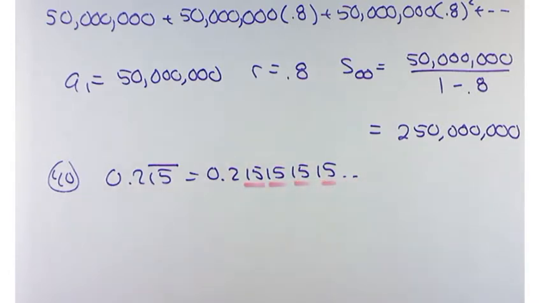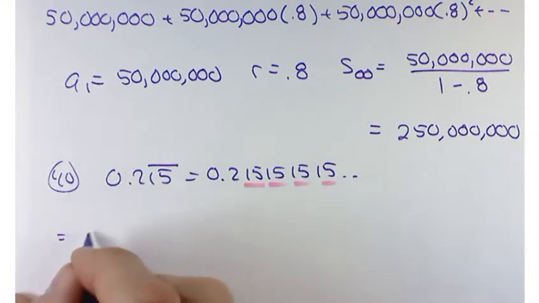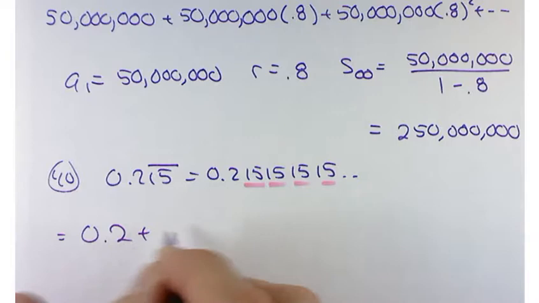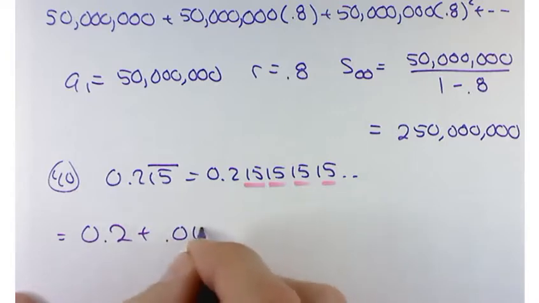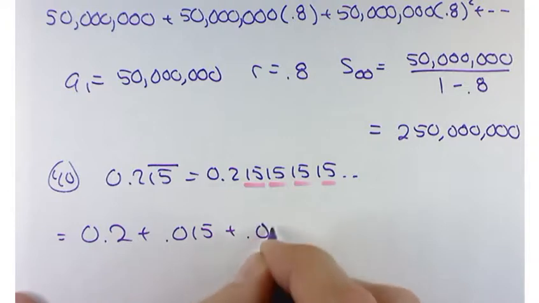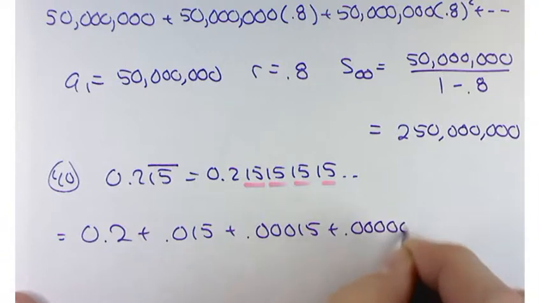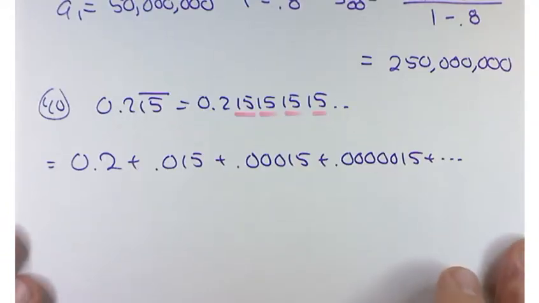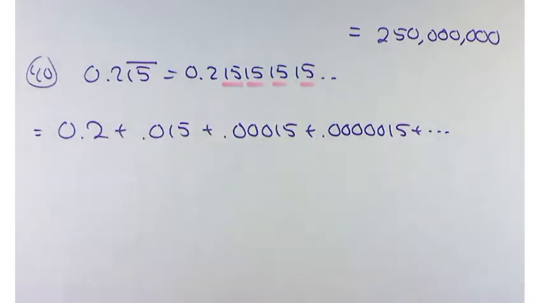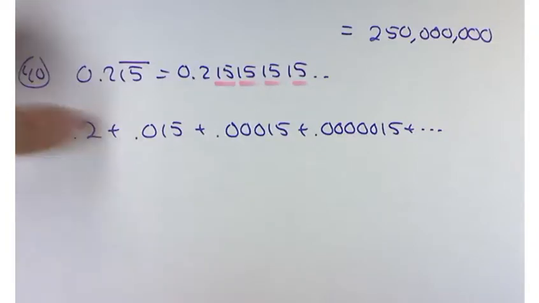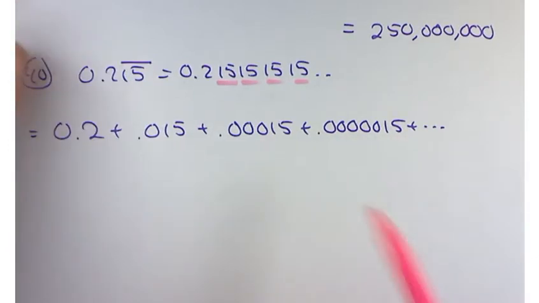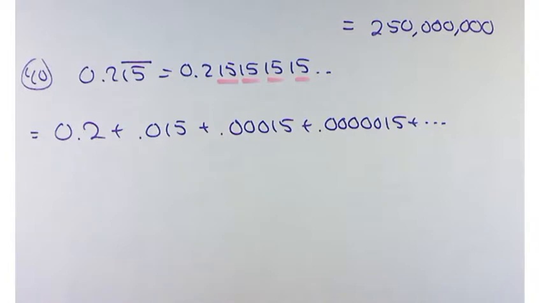Now, if I wanted to write this as a fraction, here's what I could do. I could write that as 0.2 plus 0.015 plus 0.00015, and so on. So can you agree that I've just broken this up into little parts? Now, this part we're going to ignore for the moment, the 0.2 here, because it doesn't really fit the pattern. But this part does fit the pattern. What pattern am I talking about?